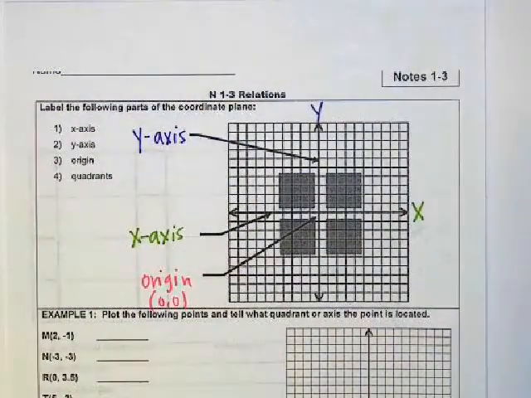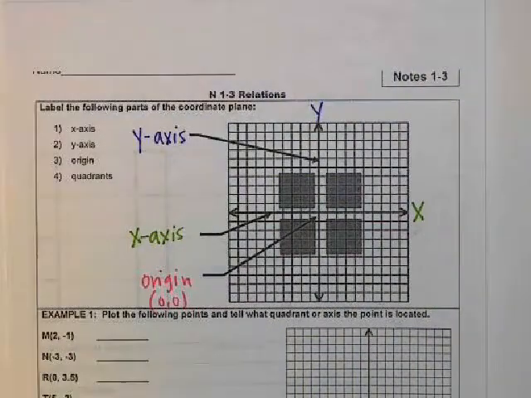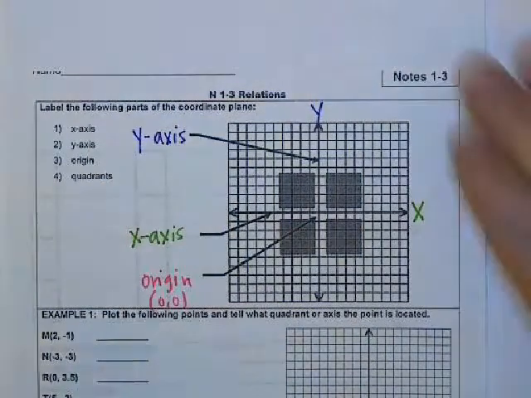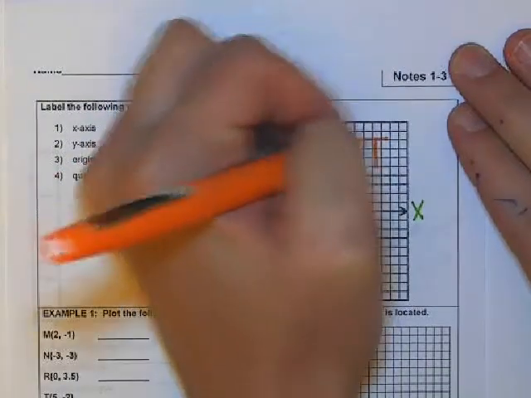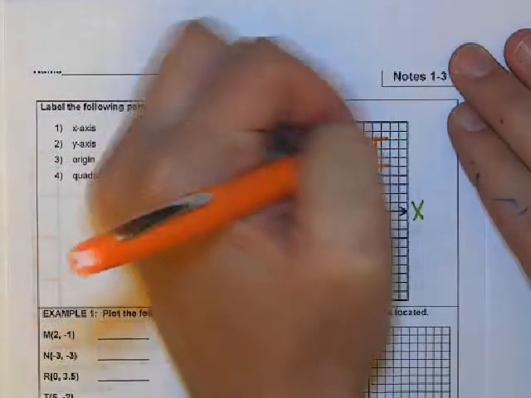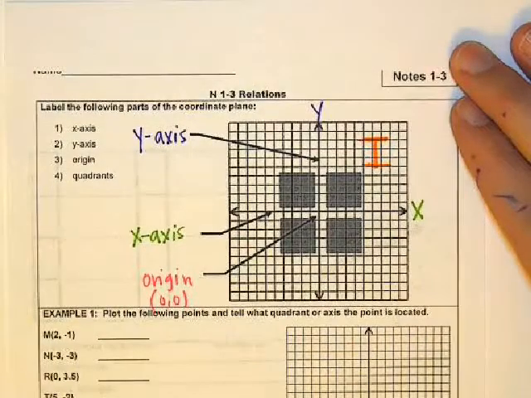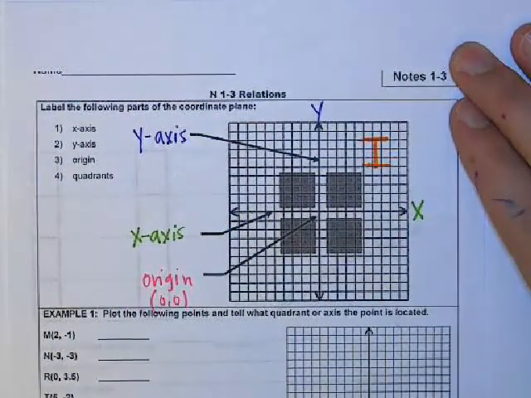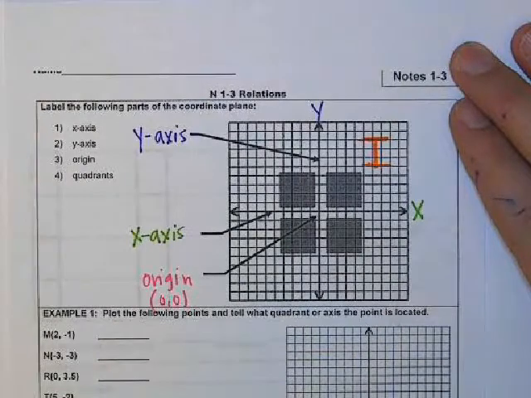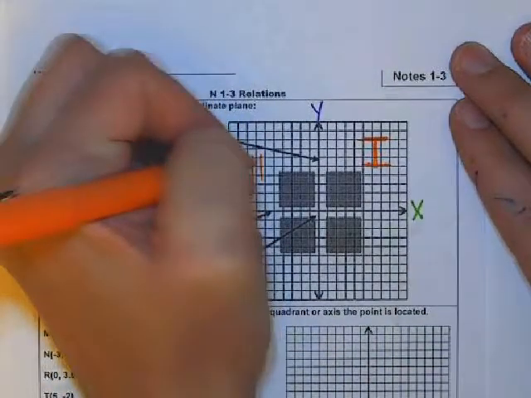And then 4 is my quadrants. It gives you the boxes for the quadrants, but it's kind of hard to read those boxes, so I'm actually going to write on the outside of the boxes. This is quadrant 1. And remember, you have to write your quadrants as what? Roman numerals. Good. This is quadrant 2.